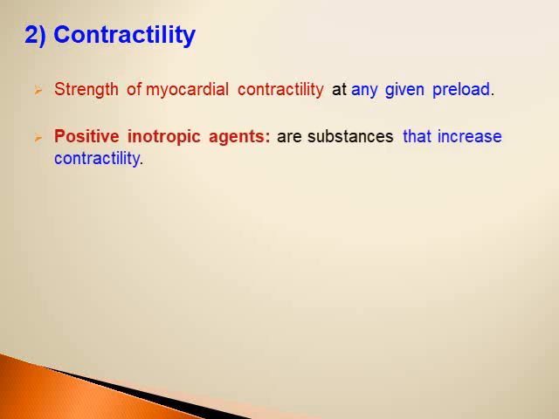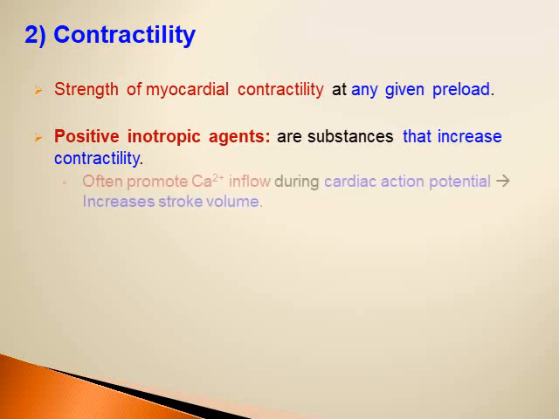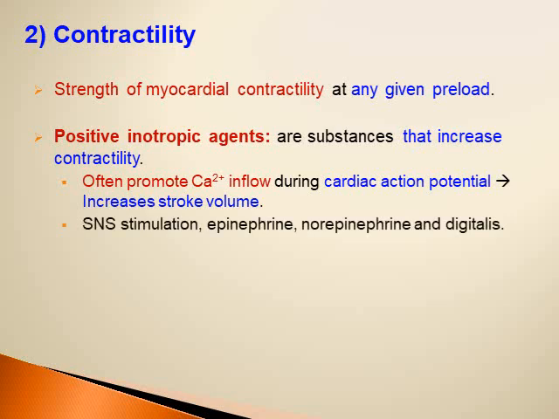There are drugs or agents that increase the contractility because they will increase the concentration of calcium inside the cytosol of the cardiomyocytes, and we call these drugs the positive inotropic drugs or agents. These are substances that increase contractility. Often they promote calcium inflow during the cardiac action potential, and this will increase the force of contraction and the stroke volume.